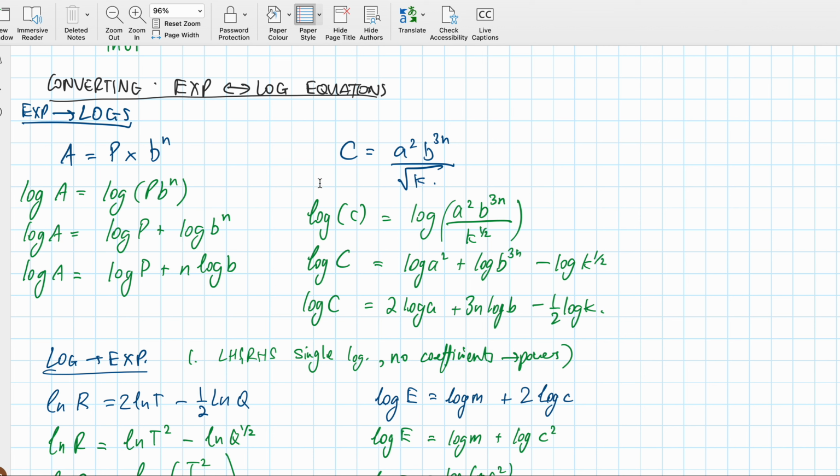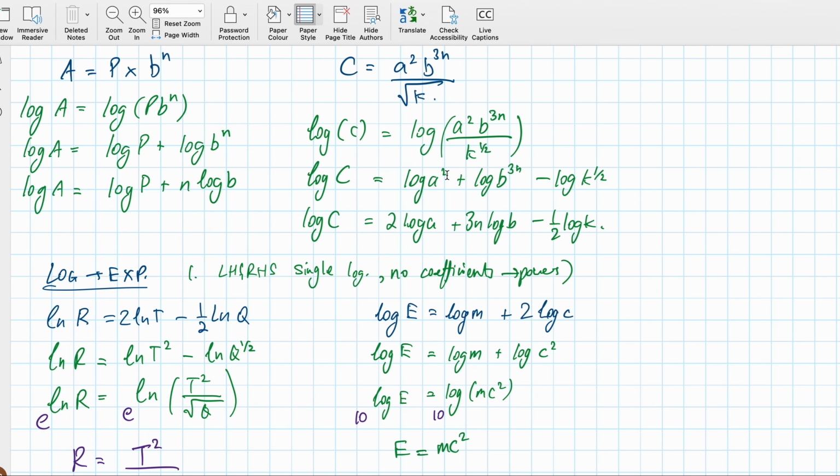The next example is just a little bit more chaotic. Do the same steps. Take a log of both sides. Log C is equal to log of all this. Then we want to break this apart. So it's going to be log A squared plus log b to the 3n, take log k to the half. The next step is we want to get rid of all the coefficients. So all the powers go to the front and they become coefficients, so we put them at the front. And that's it done.